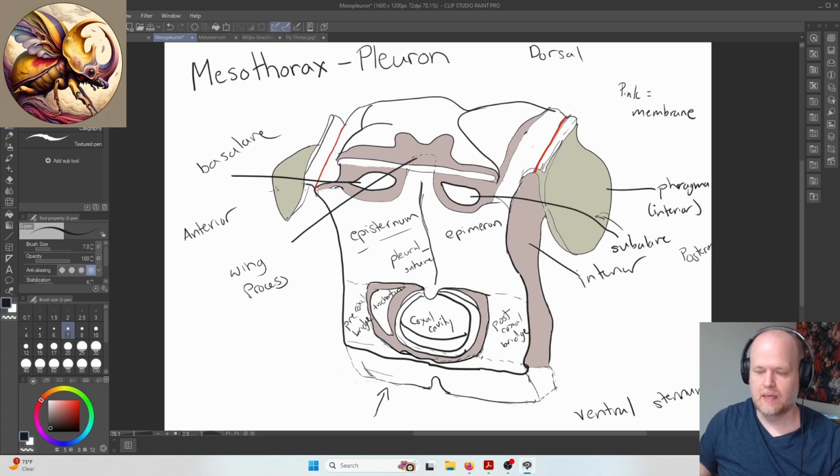And that can be divided into 3 or 4 spots. So this is the presternum. This little ridge here is the presternum. So the episternum is above the sternum. This is the basisternum. This is the sternellum. And we'll look at this closer later. And this is either the spinosternum or poststernum.